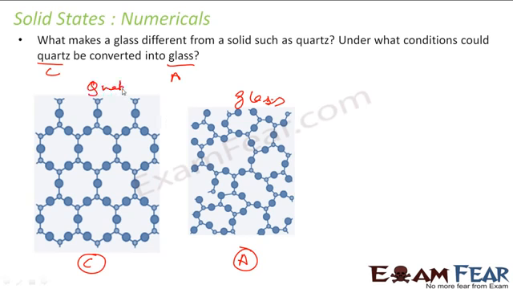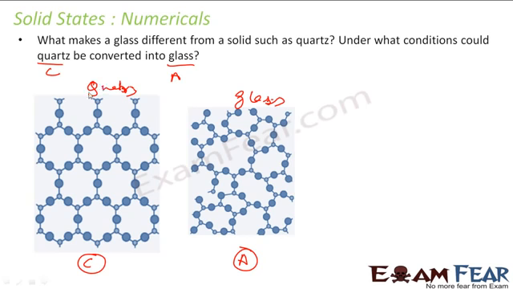The difference is pretty obvious; we can see the arrangement. In quartz it is crystalline, properly arranged, with long range order. In glass, the constituent particles are not arranged properly. Glass is a super cool liquid, it's amorphous. It has short range order, but quartz has long range order.